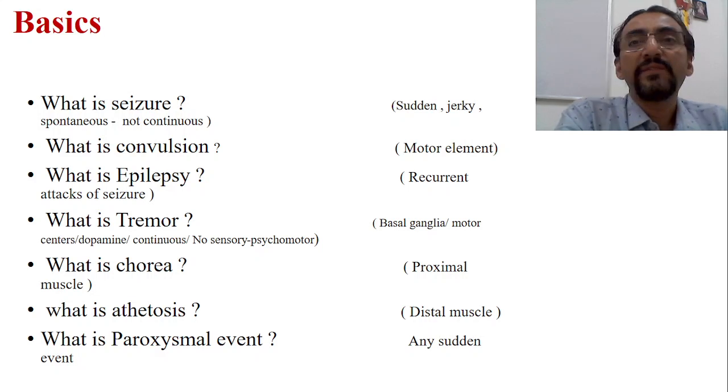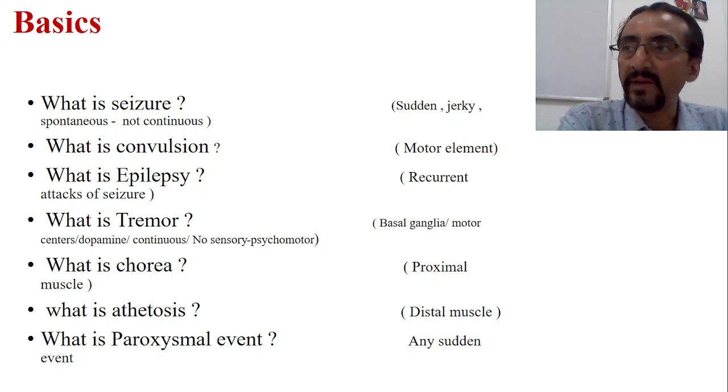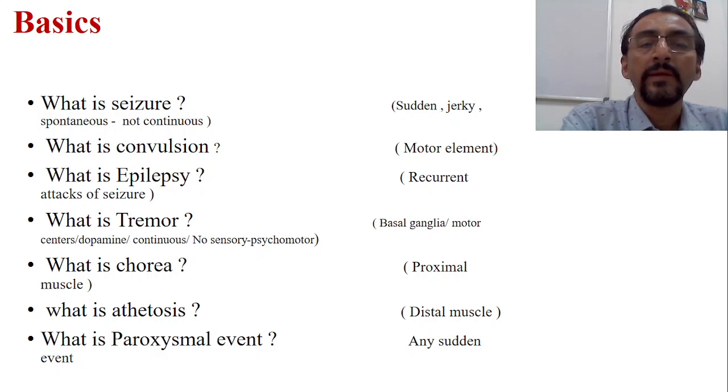Now, what is the basic difference between these words? What do you mean by seizure? No doubt, seizure is a sudden, jerky, rhythmic or arrhythmic movement, or haphazard, or atypical, or spontaneous movements. So, sudden, jerky, arrhythmic, atypical, as well as spontaneous movements are called seizure.